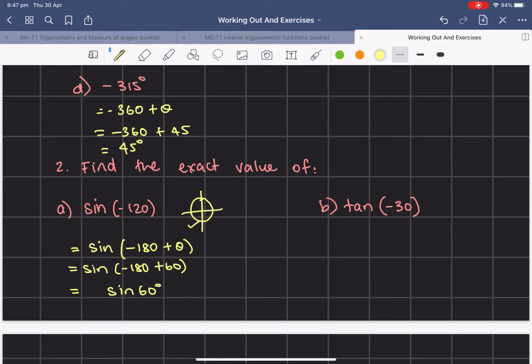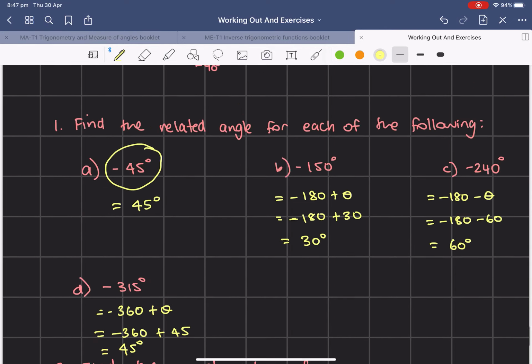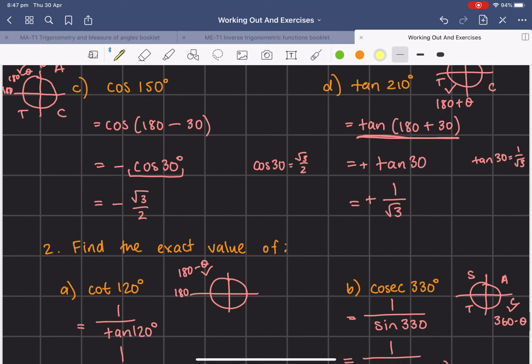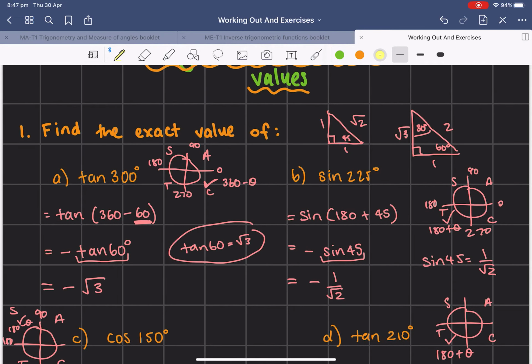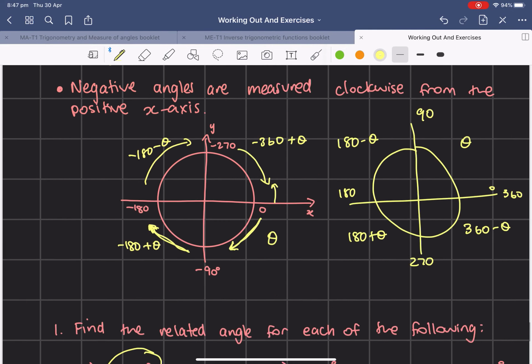So it's going to be the same as sine 60. But all stations to central still applies. So sine is negative in that quadrant, so it's going to be negative sine 60. And then going back to our exact values, it's going to be negative, and then I just got to work out what sine 60 is. Sine 60 is root 3 on 2.